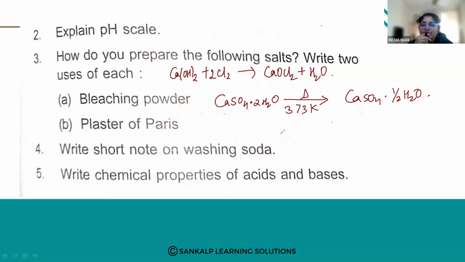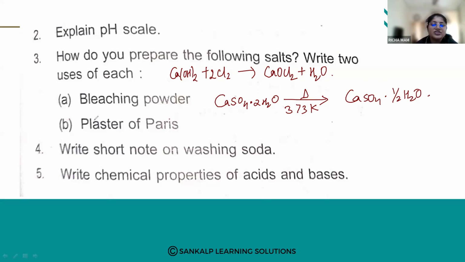You use plaster of Paris for supporting fractured bones, then for casting ornaments and decorative materials, for statues and artificial decorative items. Sometimes it is used to fill the gaps in the teeth, and it is used for making blackboard chalks. So this is the preparation and the uses of these two.